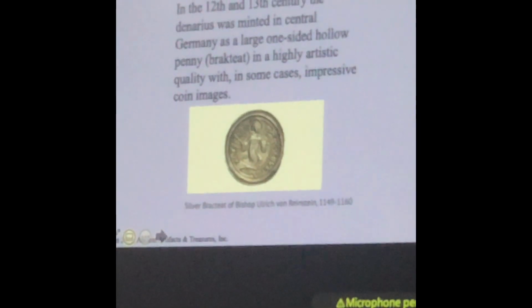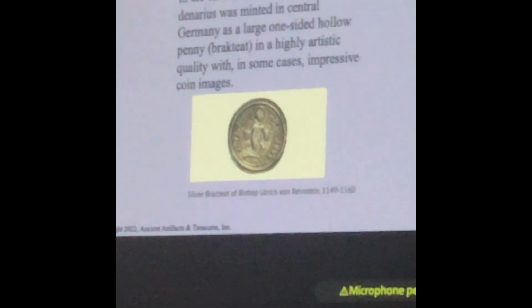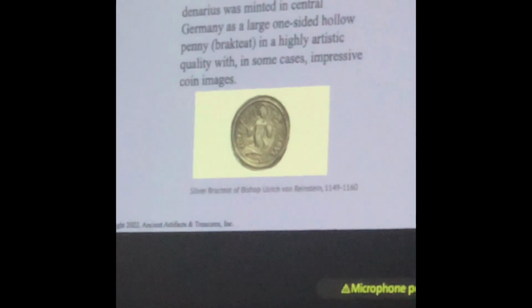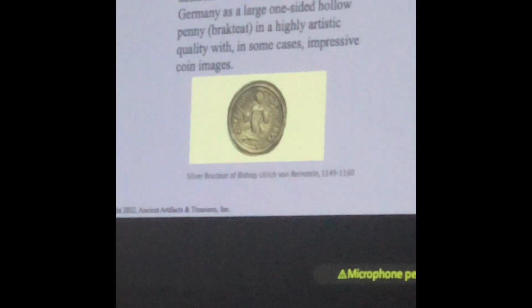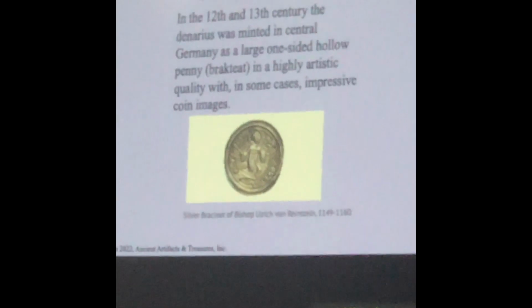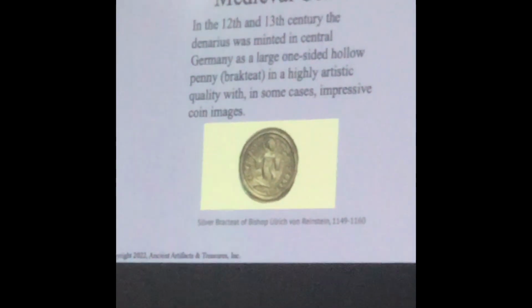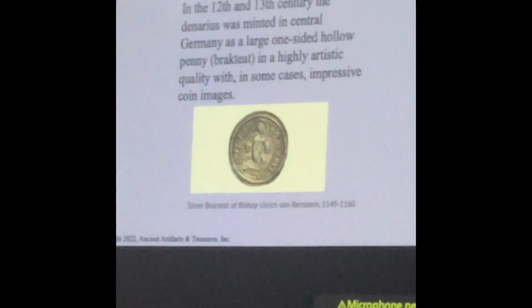In the 12th, 13th century, Germany minted coins, and they were again based loosely on the denarius, but they had an interesting twist to theirs. Most of theirs were one-sided. They had an image on one side, and the other side was basically blank. So when they struck it, what you would see is a reverse image of what was on the front of that coin. Some of the designs were really nice.